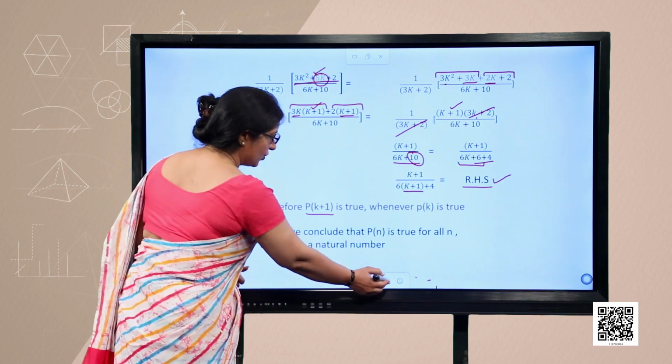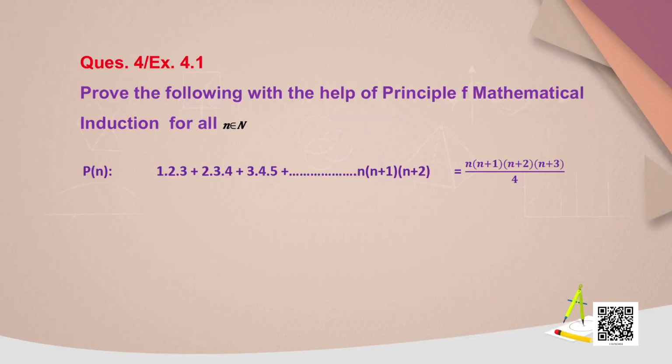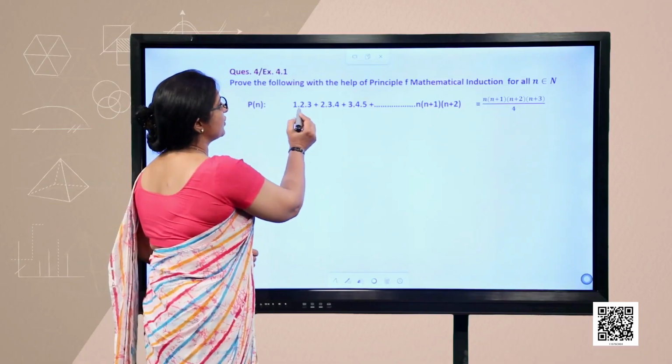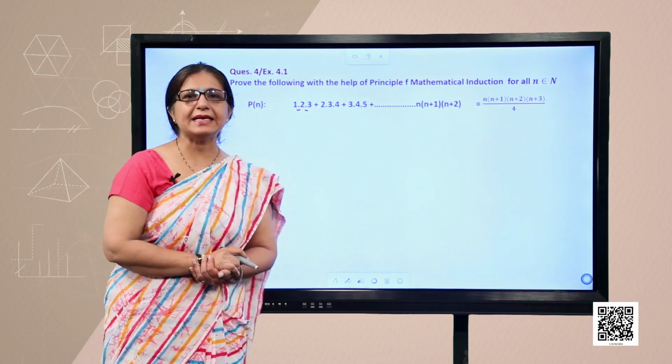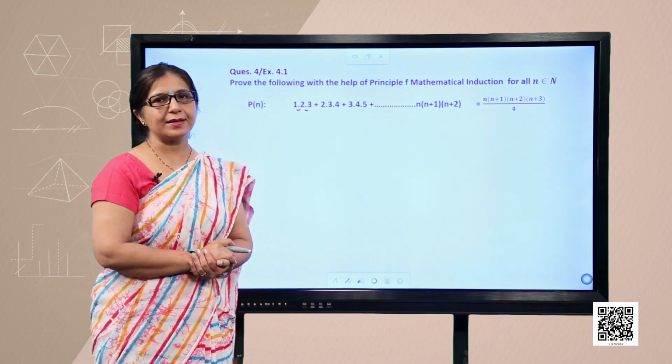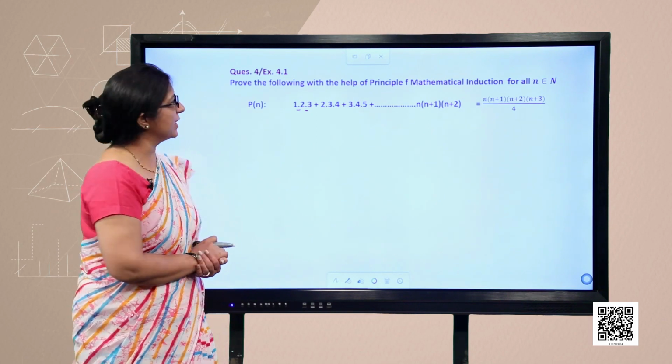Now we move to the next question. This is question number 4 of your exercise 4.1. The question is, prove the following with the help of the principle of mathematical induction for all n belonging to N. The statement is 1.2.3. As I have already told you, this dot does not mean decimal. This dot here represents the product or multiplication.